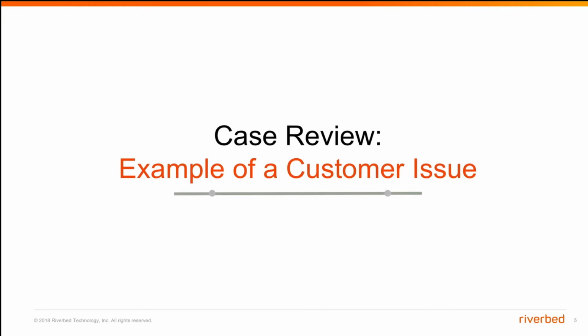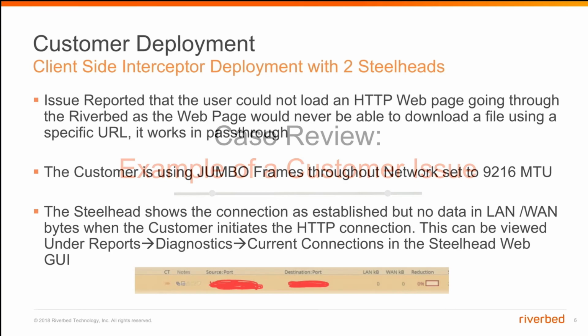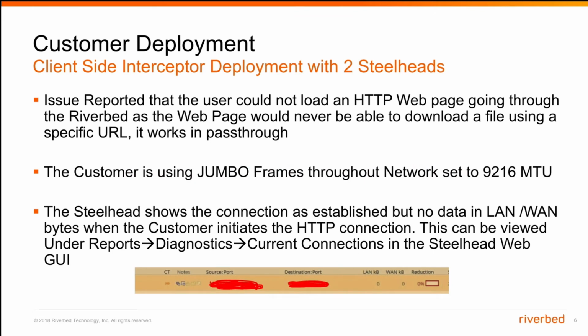Now, I've had many cases over my career working these cases, and I'm going to show you an example of a customer that had an issue with an interceptor. The customer deployment was a client-side interceptor with 2 SteelHeads in the cluster. The issue that was reported was that the user could not load an HTTP web page going through the Riverbed. It goes through the IC, gets redirected to the Riverbeds, gets optimized, and goes on its way to the other server, the destination data center.